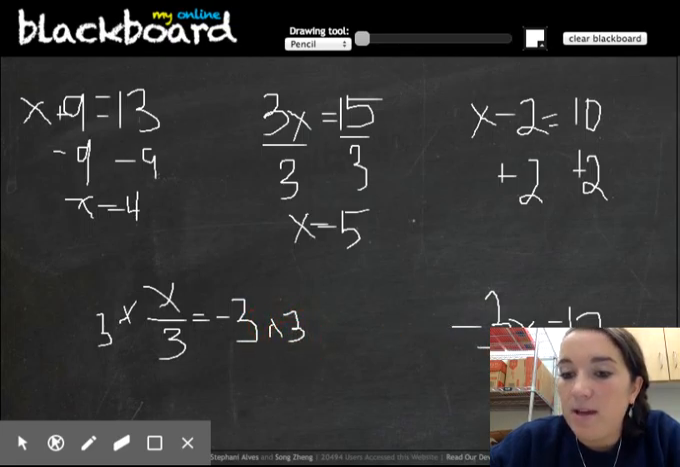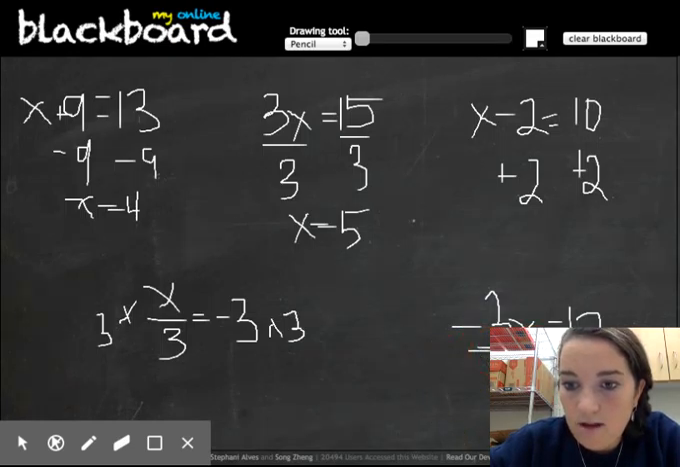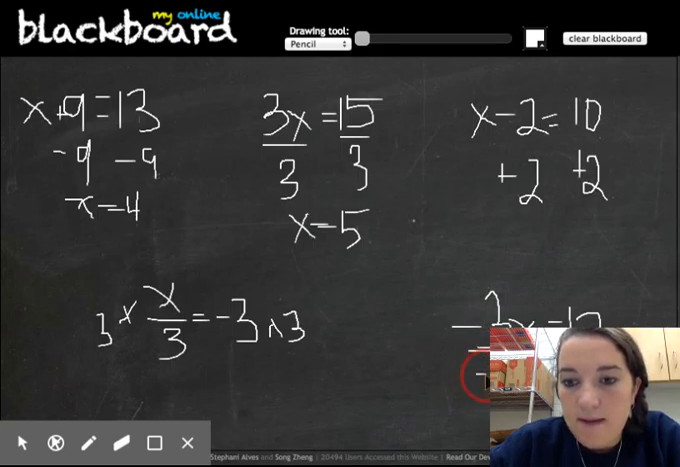Lastly, we have multiplication because it's a number next to a variable. So what do I need to do? Divide. Am I dividing by 3? No, I need to divide by -3.